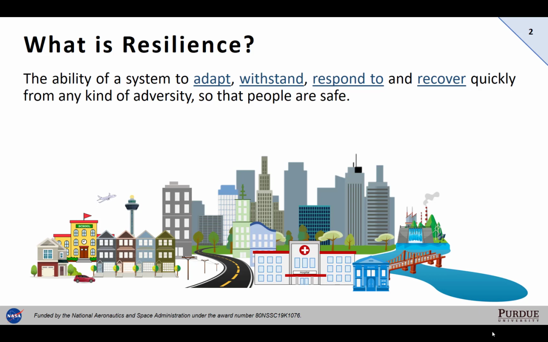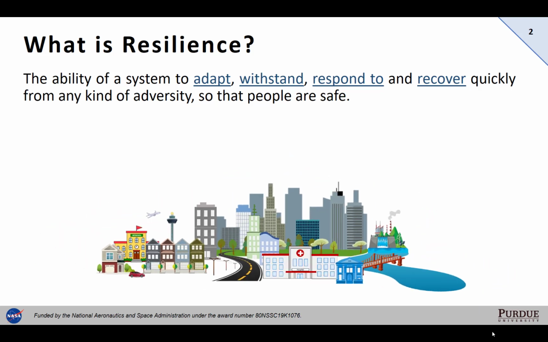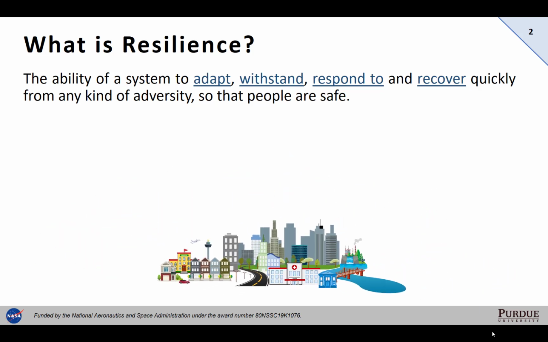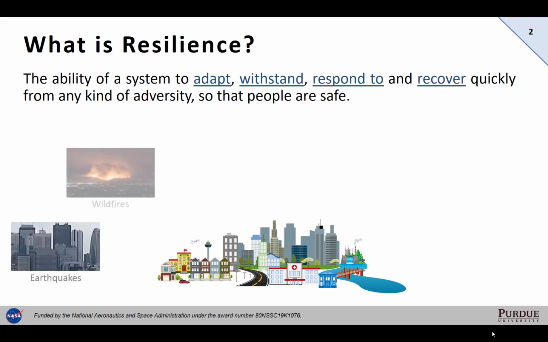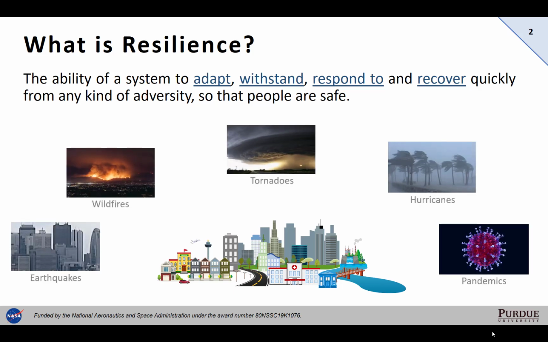We live in a complex world where we have communities that have different types of infrastructure. It can be physical, like roads and buildings, or systematic, like the health and education system. But our communities as a whole face adversities more often than we think. We have earthquakes, wildfires, tornadoes, hurricanes, pandemics that affect our communities.